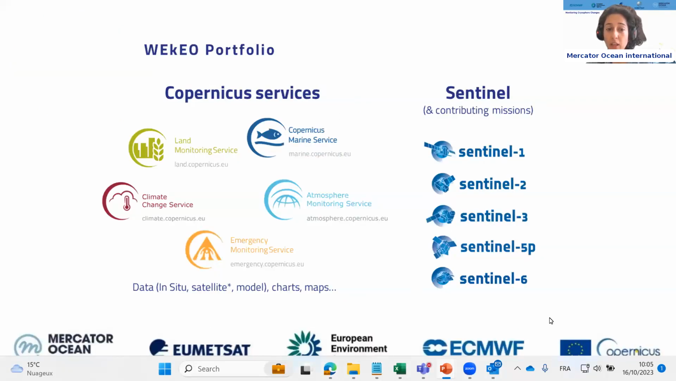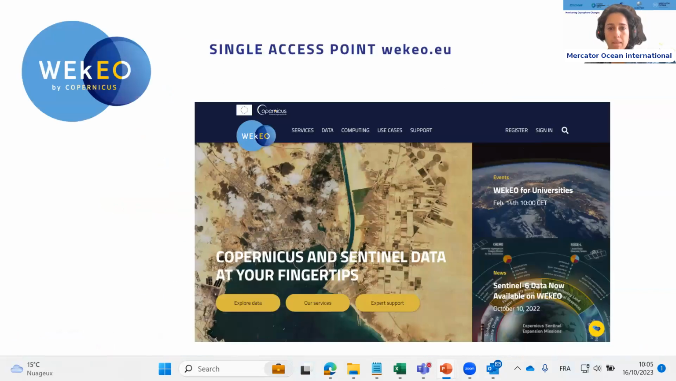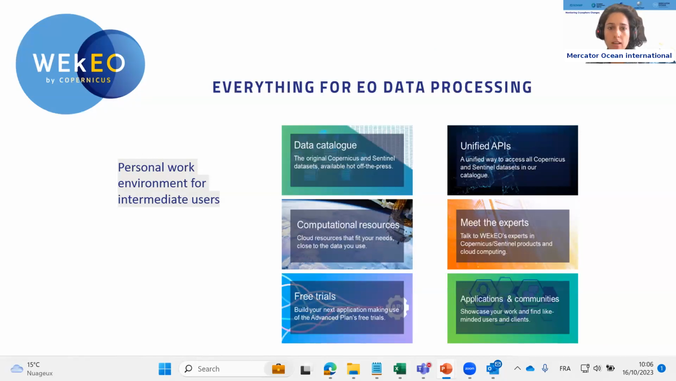So as I said, in WEkEO you will find data related to Copernicus land, Copernicus marine, atmospheric, climate change, and emergency monitoring, as well as data related to the Sentinel missions. Sentinel are the group of satellites operated by EUMETSAT, and that contribute to a lot of the EU missions. So how can you access the WEkEO service? At wekeo.eu. There you will have access to all the data. We will talk a little bit more about that later on. Christian will present the catalog more in detail, and Cédric will tell you a bit more on how to access different parts of the website as well.